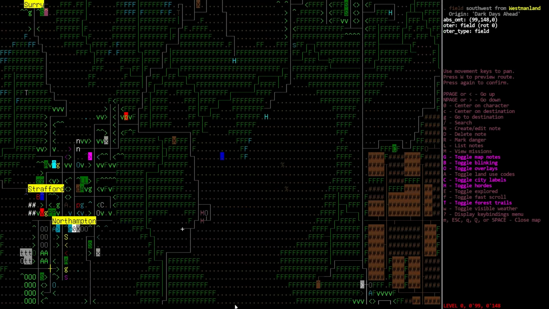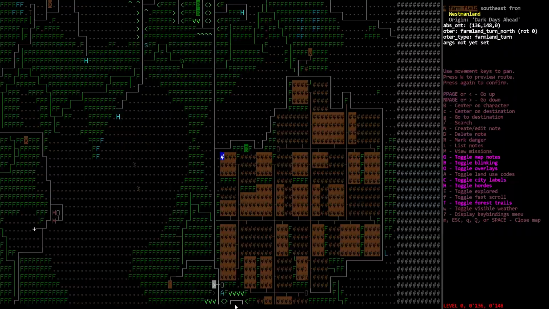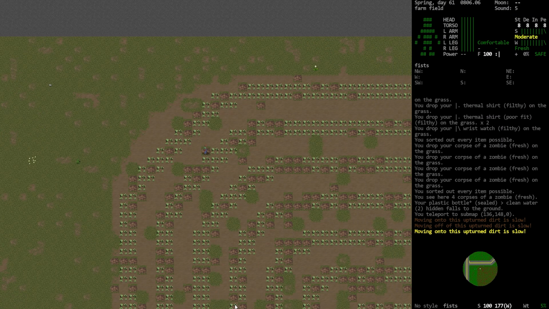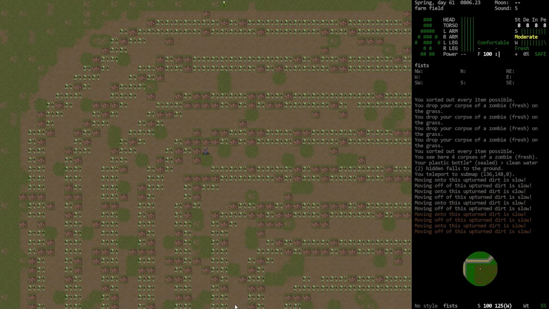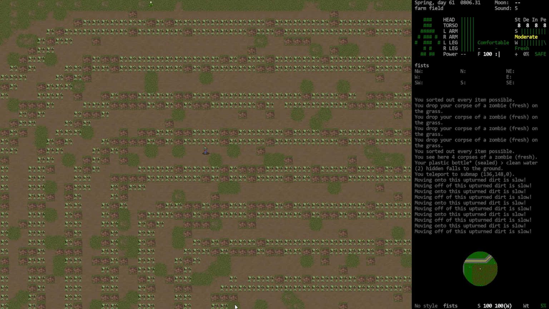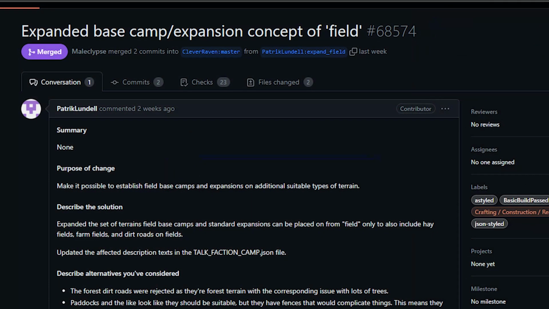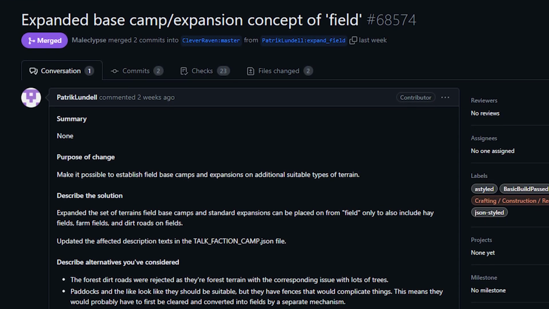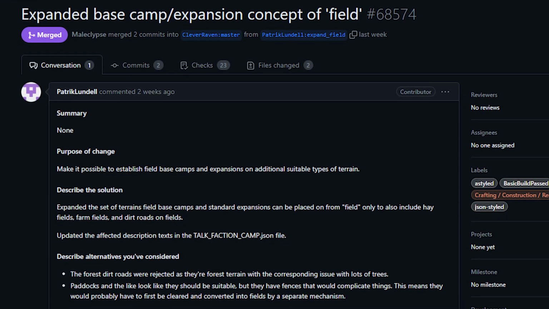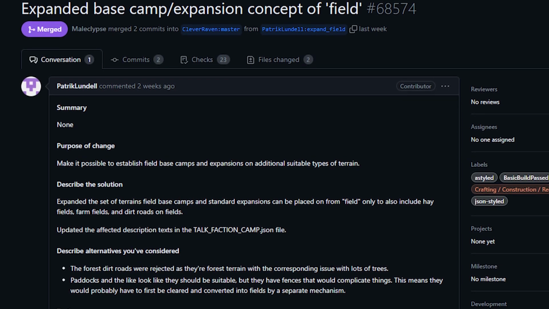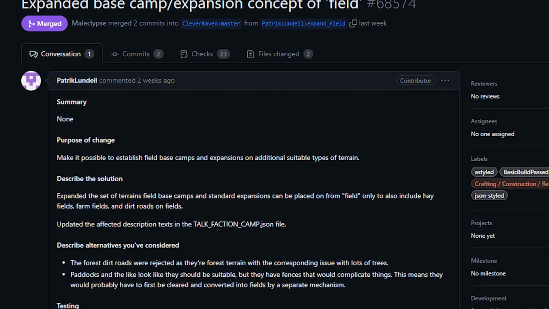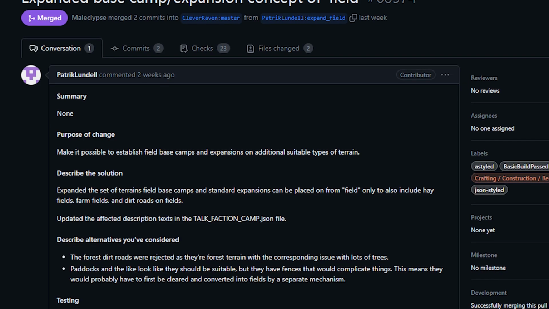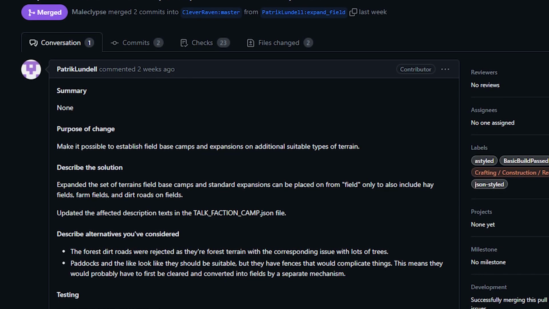Well, now this PR makes it so that hay and farm field map tiles, as well as dirt roads, roads that appear on field-type grass locations, are valid places for expansion. Now, this is a great step, and I think it's going to alleviate some of the confusion for newer players that did mix up the different field types. In a perfect world, we would obviously let you convert basically any empty-ish map tile, but that's just not how the game is set up, unfortunately.